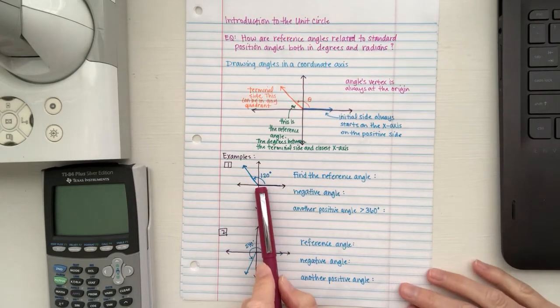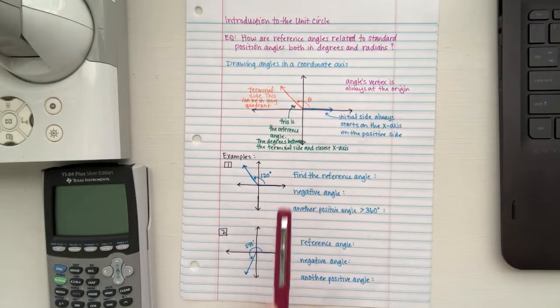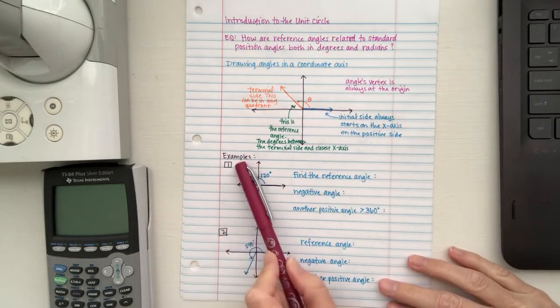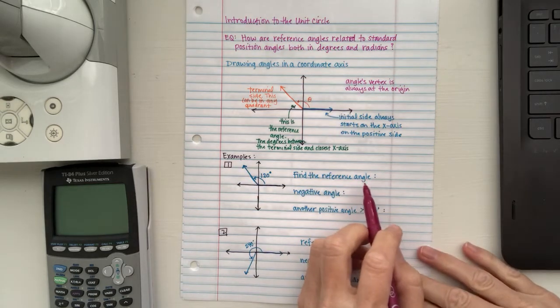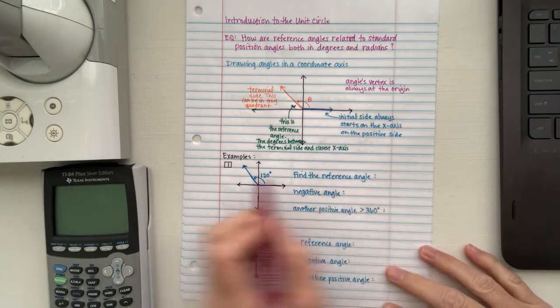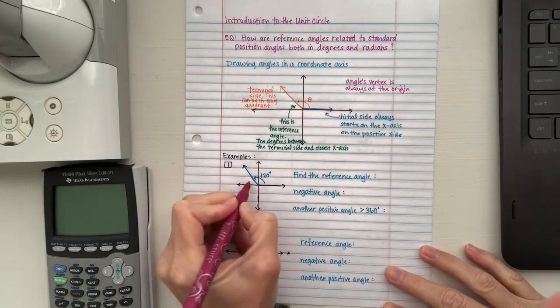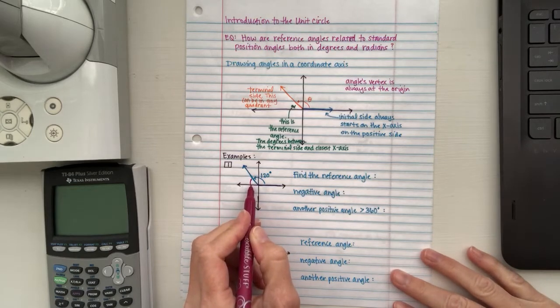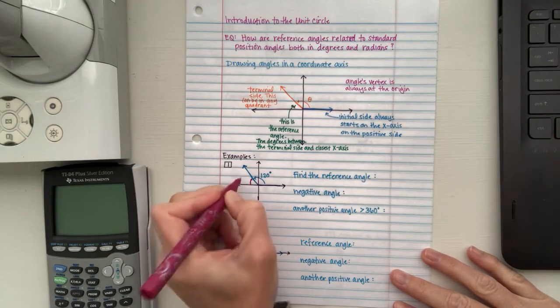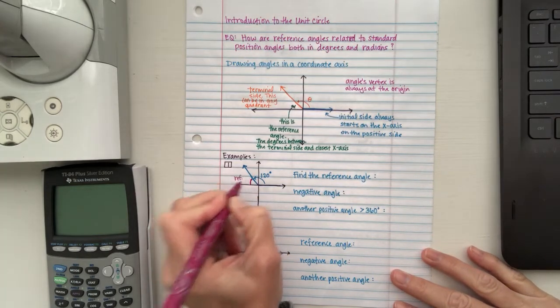We just know that it's always on the x-axis, the positive side. So I know that I've opened up my angle to 120 degrees, and my reference angle will often be the first question. So what is the reference angle? Well, that would be the portion from my terminal side to the closest x-axis. So that's this part right here. So this is the reference angle.